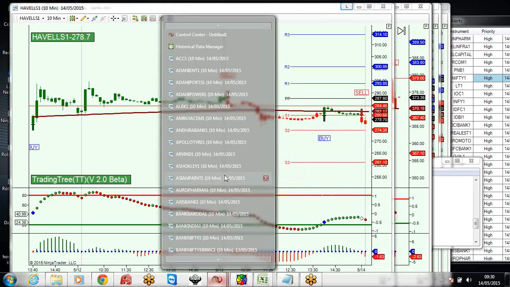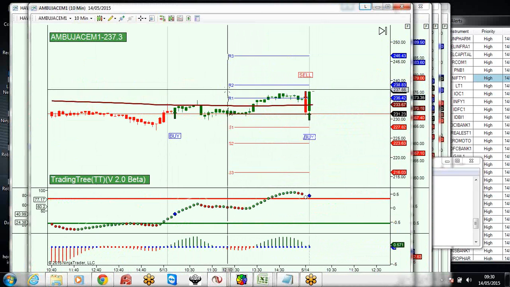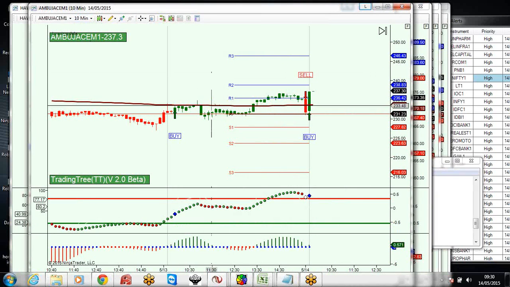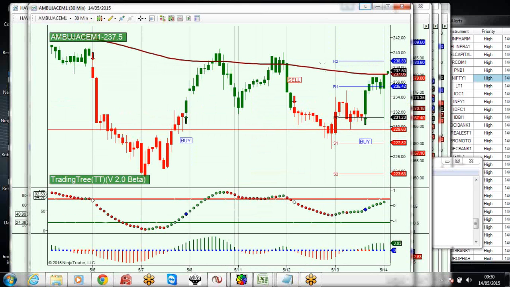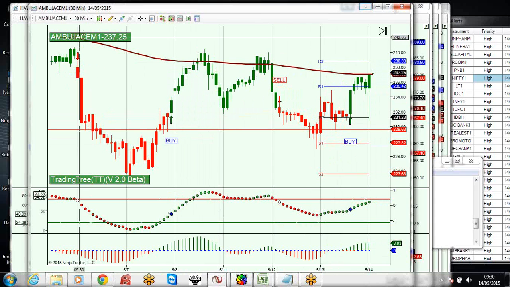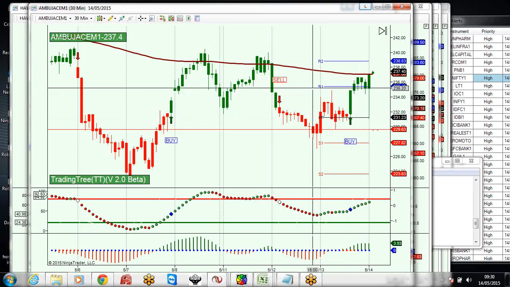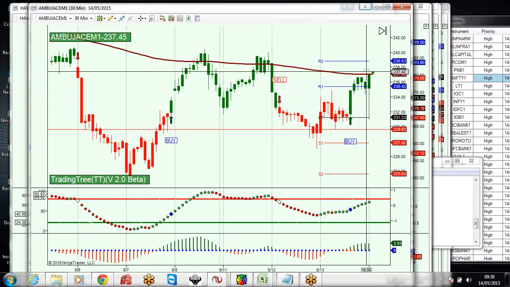Ambuja, we have a buy. You can buy at this level, the current level. I think it's a good trade. 238 should be your first profit. I have just put it on the 30 minutes chart. In case you are confused, you can always come back and see the long-term trend for that particular stock, and then you can place your trades more confidently.